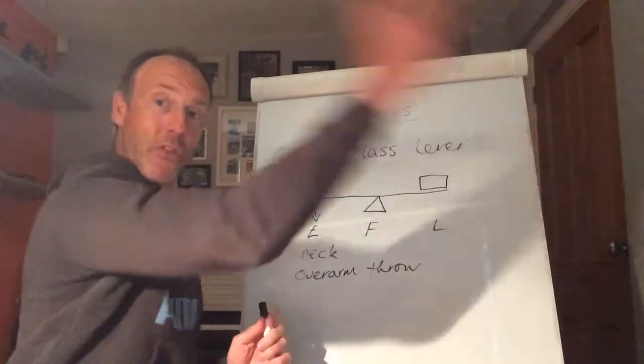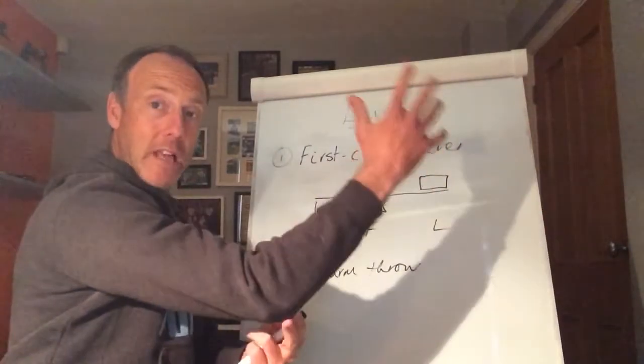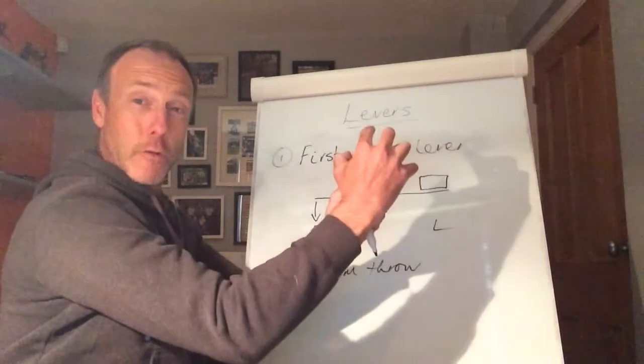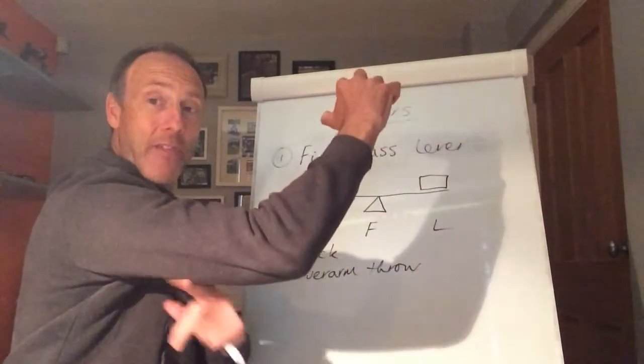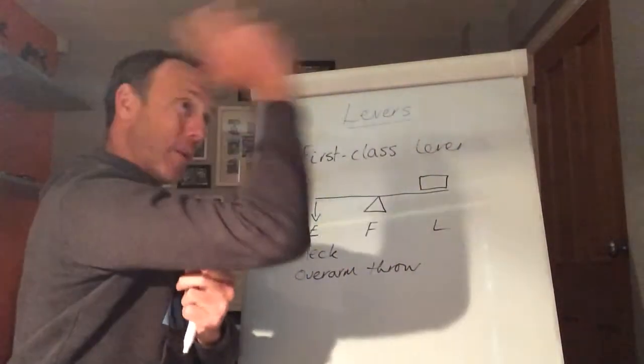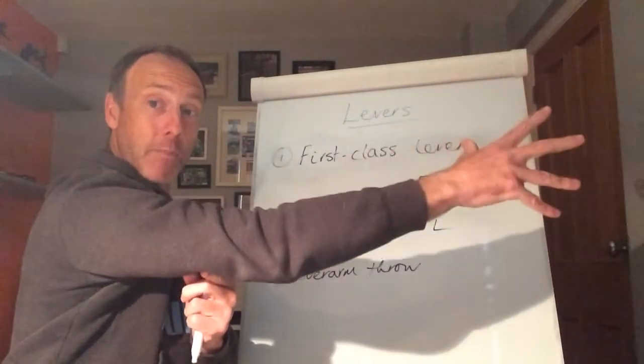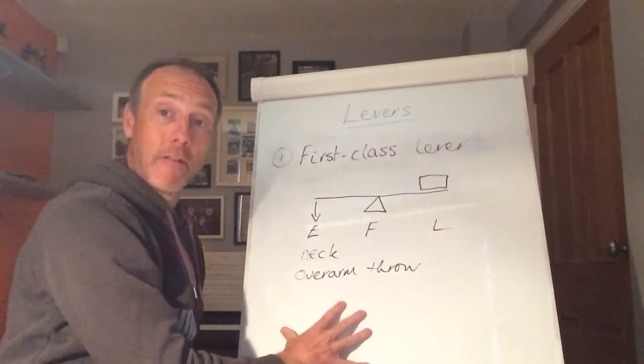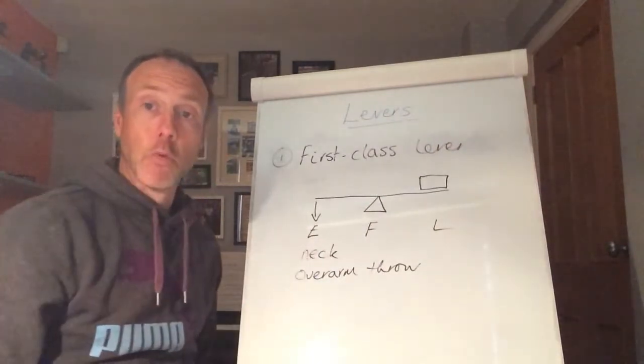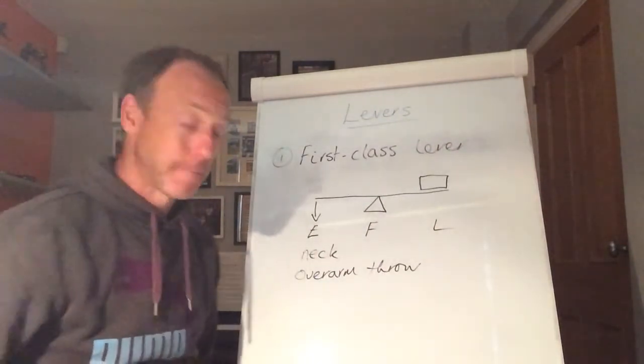Okay, so that motion. So what I have is the fulcrum here, I've got the load, which would be the ball in my hand, and the effort coming from the tricep to extend the arm at the elbow. Okay, so that's my first class lever, and those are the two areas of the body where you would find a first class lever.